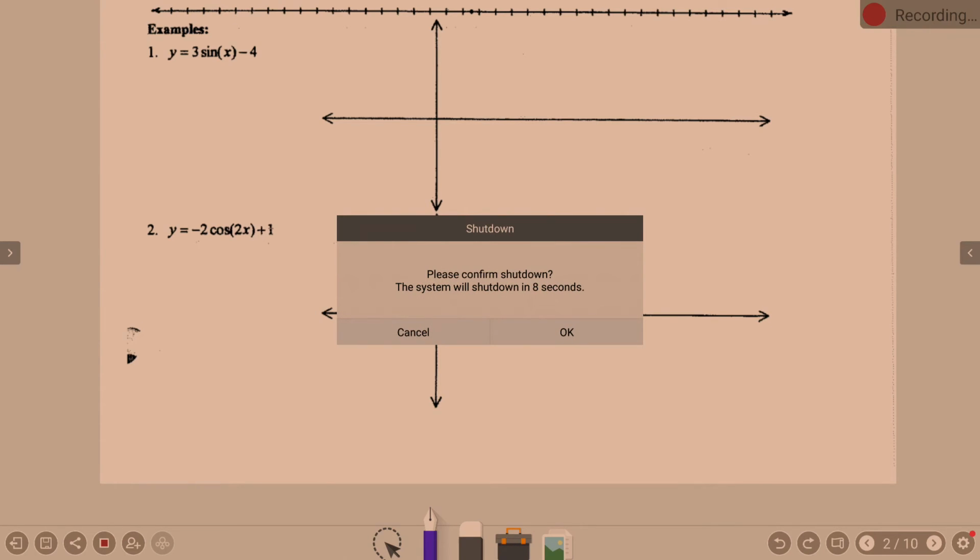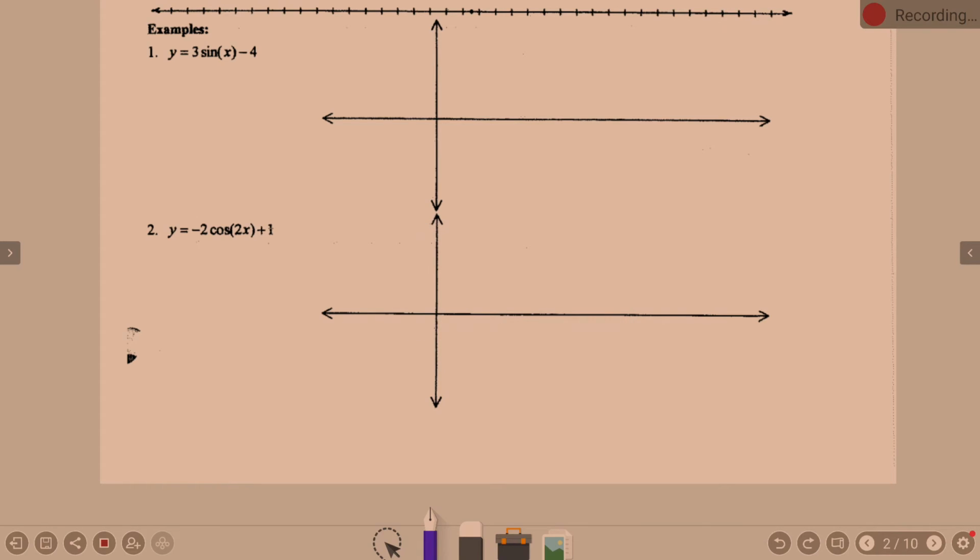Our first example is y equals 3. No, I'm in the middle of teaching. I don't want you to shut down. What? Okay, crazy speak here.